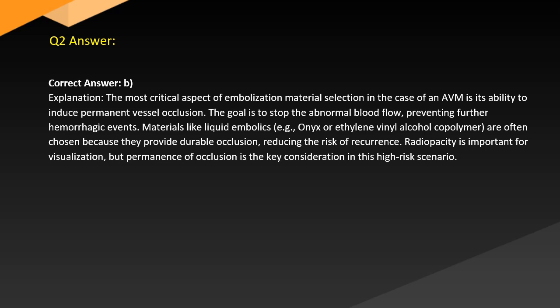Answer. Correct answer, B. Explanation. The most critical aspect of embolization material selection in the case of an AVM is its ability to induce permanent vessel occlusion. The goal is to stop the abnormal blood flow, preventing further hemorrhagic events. Materials like liquid embolics, e.g., Onyx or ethylene vinyl alcohol copolymer, are often chosen because they provide durable occlusion, reducing the risk of recurrence. Radiopacity is important for visualization, but permanence of occlusion is the key consideration in this high-risk scenario.